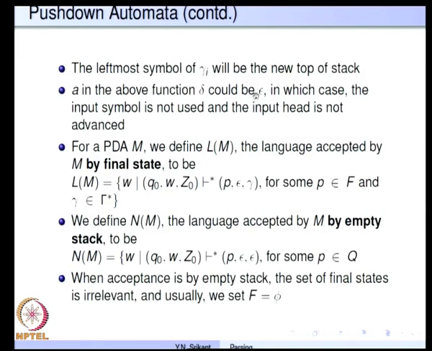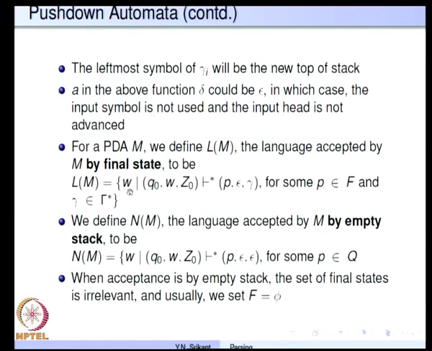So, if the input is not read, then we mention this A as epsilon, in which case the input symbol is not used and the input head is not advanced. Otherwise, whenever there is a non-epsilon symbol, the input is read and the input head is advanced. We define a language which is accepted by the machine M by final state. There is another variety called language accepted by M by empty stack. This is very straightforward.